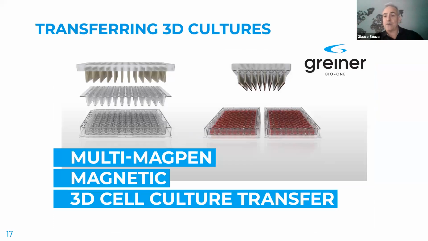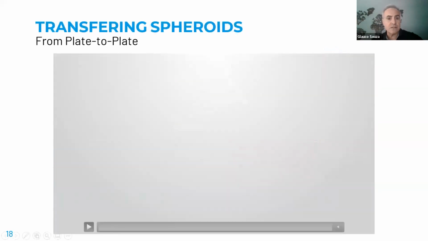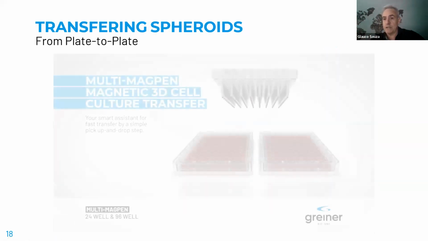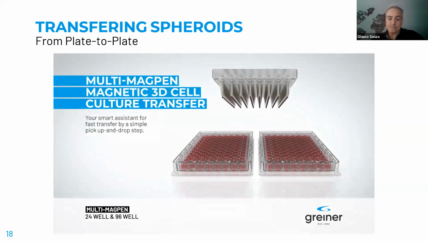Another tool that we have, on the same note of making manipulation and immunohistochemistry staining easier, among other aspects, is the MagPen. This is a tool to transfer spheroids, and I have a movie here that will show you exactly how this works. It's like a pipette, but magnetic, to very easily move spheroids from one plate to another. We have it as a kit as well.